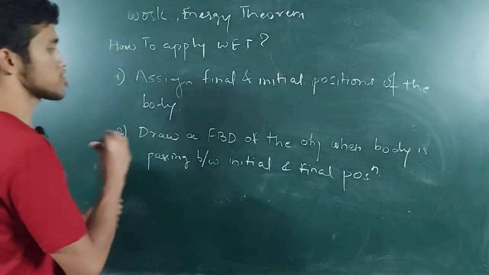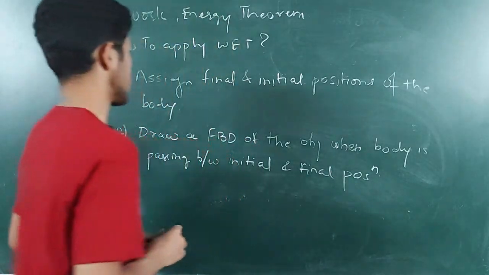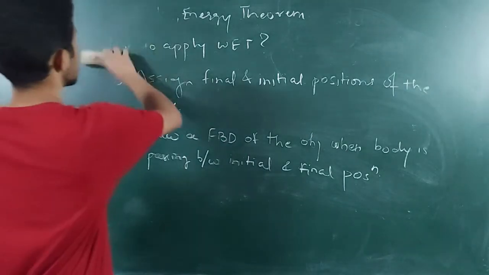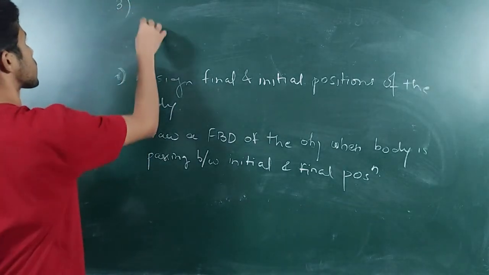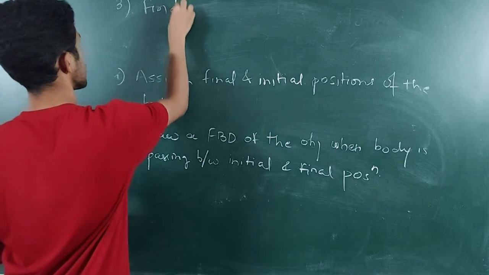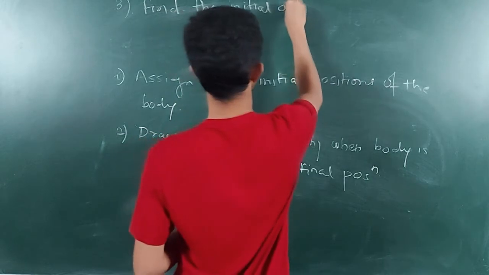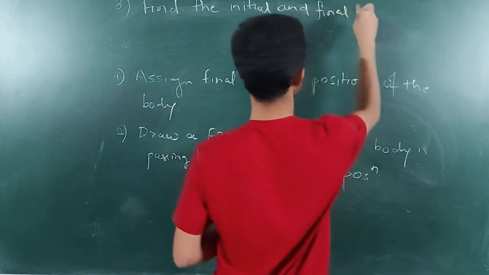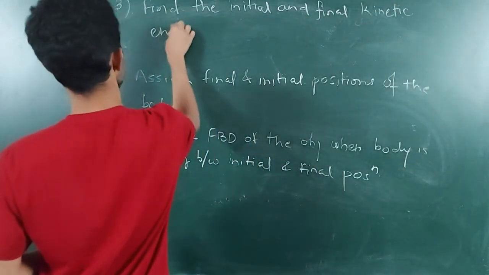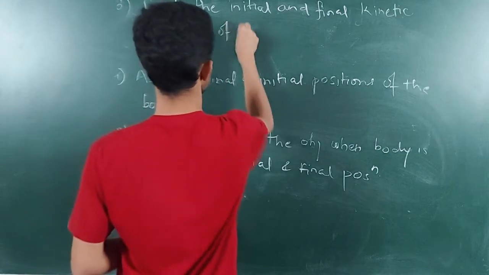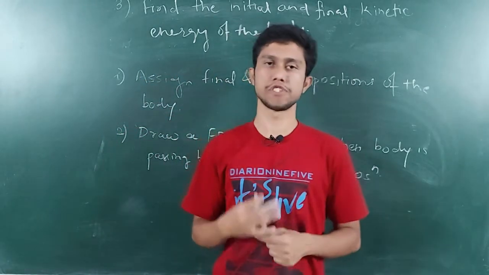So the next point is, draw a free body diagram of an object when the body is passing between the initial and final positions. Now we'll write a third point. The third point says, find the initial and final kinetic energies of the body.